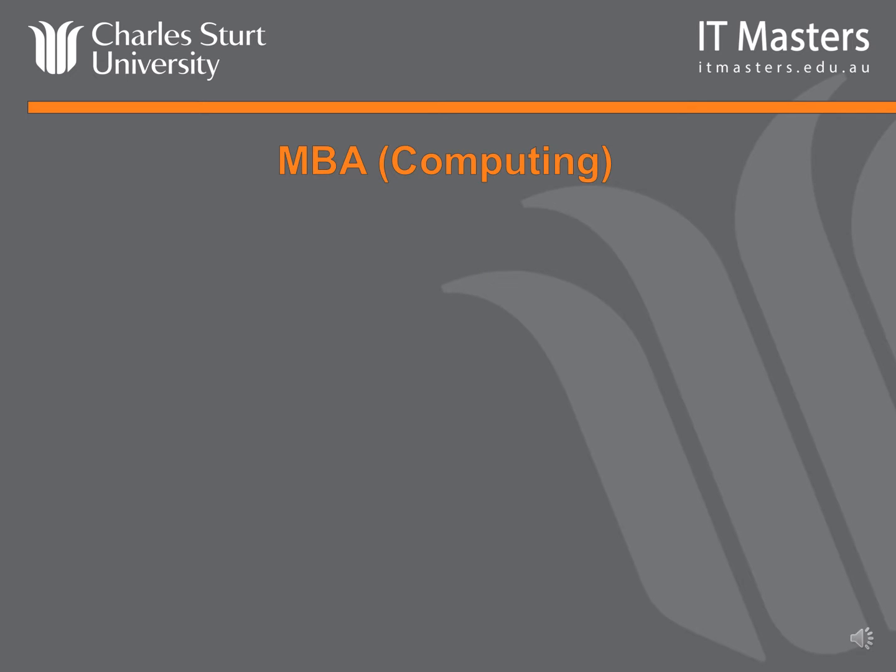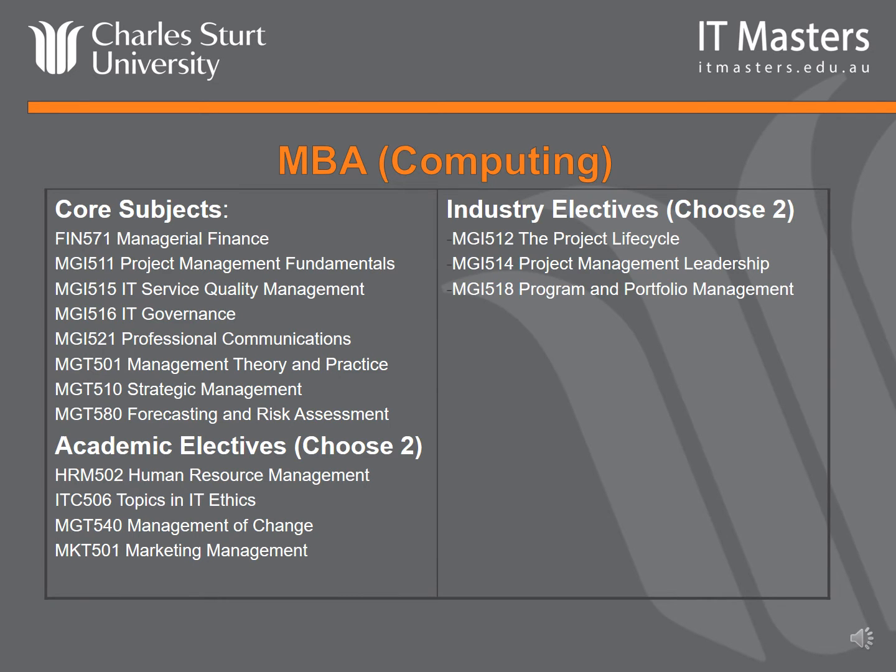Let's have a look at the structure of the MBA Computing at Charles Sturt University. Like all the masters at Charles Sturt University, it's 12 subjects in total. You've got 8 core subjects, complemented by 2 groups of electives where you choose 2 subjects from to make up your 12. The subjects are a mixture of 2 different types really.